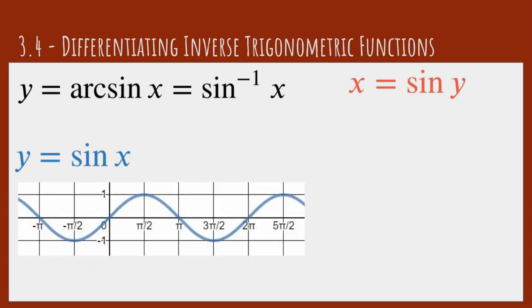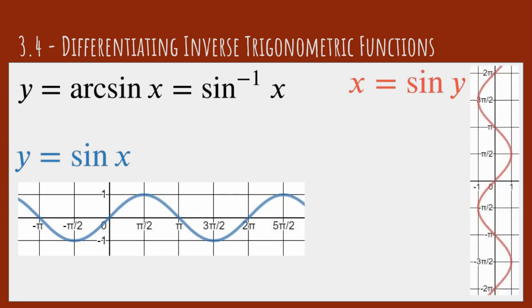So remember, graphically with inverse functions, what that means is we're going to take the graph of the function and we're going to flip it over the line y equals x. It turns out with all of the trig functions, this new function, the flipped version, does not pass the vertical line test. So we're going to have to look at domain and range restrictions so that we can handle that.